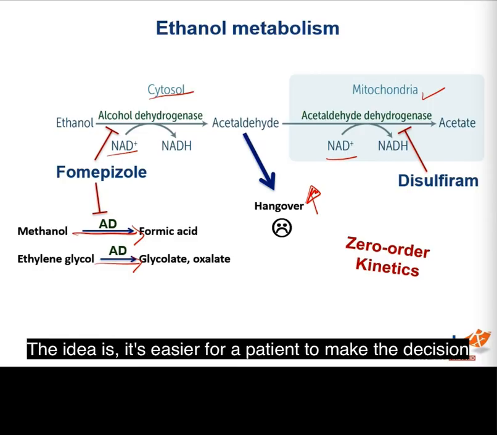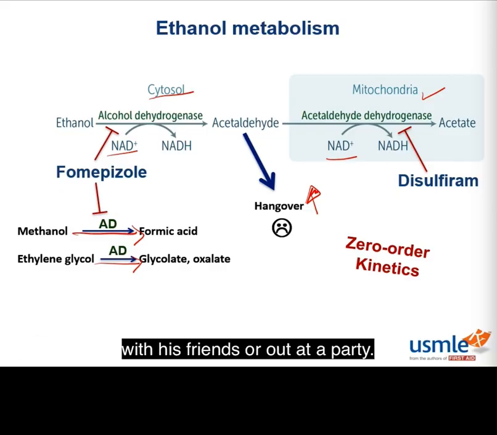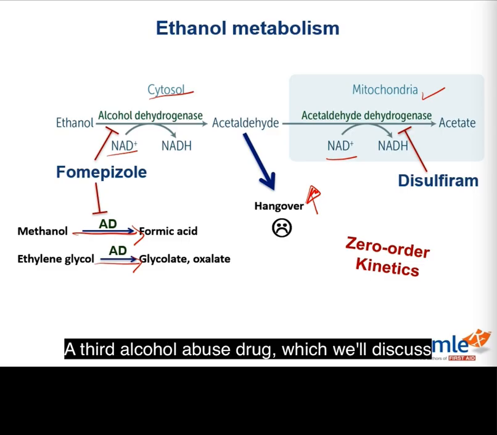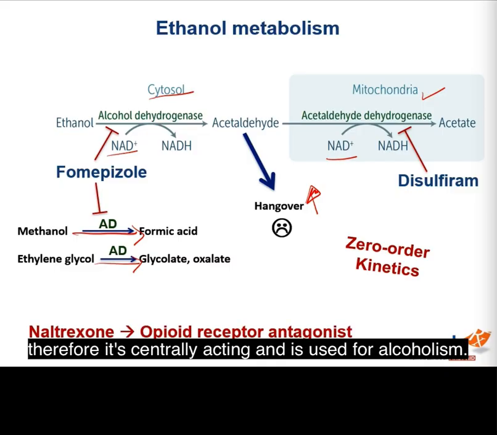The idea is, it's easier for a patient to make the decision when he gets up in the morning that he shouldn't drink that day and just take a pill, instead of having to make that decision later on when he's watching a football game with his friends, or out at a party. However, patients can easily decide not to take the medication as well, which is a problem with this drug. A third alcohol abuse drug, which we'll discuss more in the psychiatry chapter, is naltrexone, and this is an opioid receptor antagonist. Therefore, it's centrally acting and is used for alcoholism.